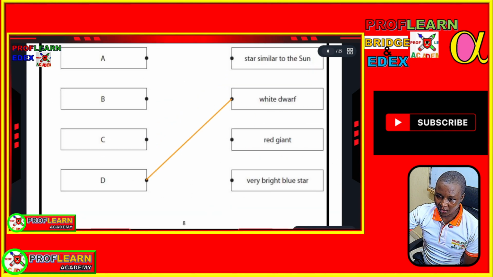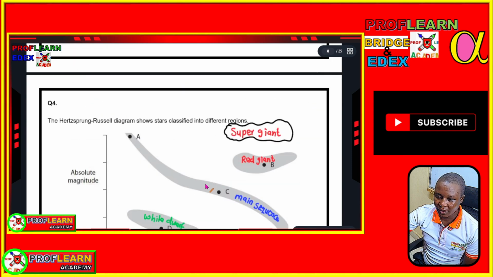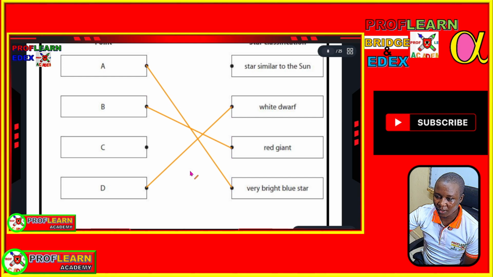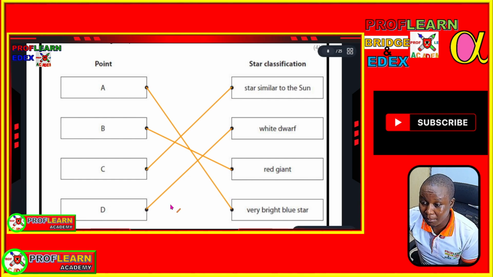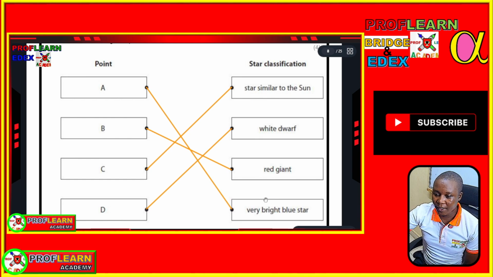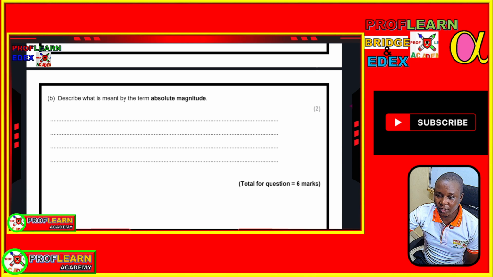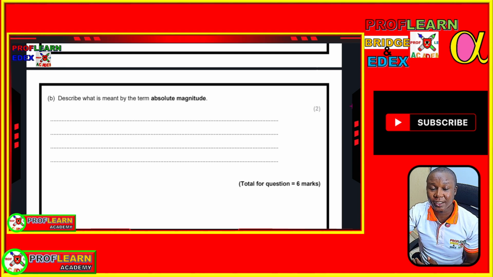So we are going to say A is going to be the bright blue stars, and then B is going to be the red giants, and C is going to be the main sequence, which are stars similar to the sun. And then we're supposed to describe what's meant by absolute magnitude, and we're going to say this is the brightness, or the measure of how bright stars will appear if they are placed at a standard distance from the earth, and that is usually 10 parsec, right?